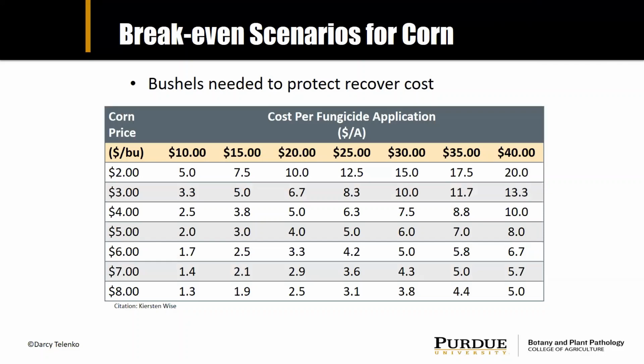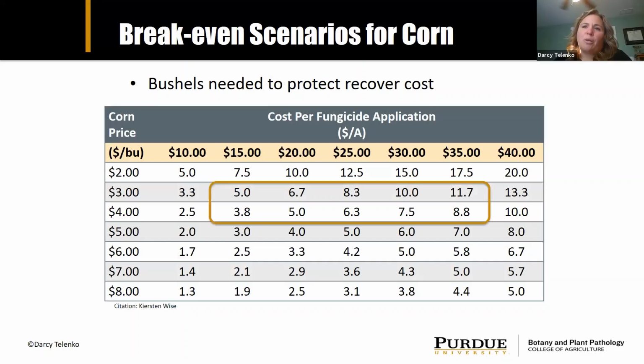And then the final thing is to just think about that cost. So the corn price, 3 to 4 bushels, our cost of fungicide, 15 to 35, it may shift a little bit. But if we're at $3 corn, you need to be protecting 5 bushels in order to get that return on that $15 fungicide application. If we're up at the higher end, then you may need to be looking at protecting 11 to 12 bushels in order to get the return on that fungicide.